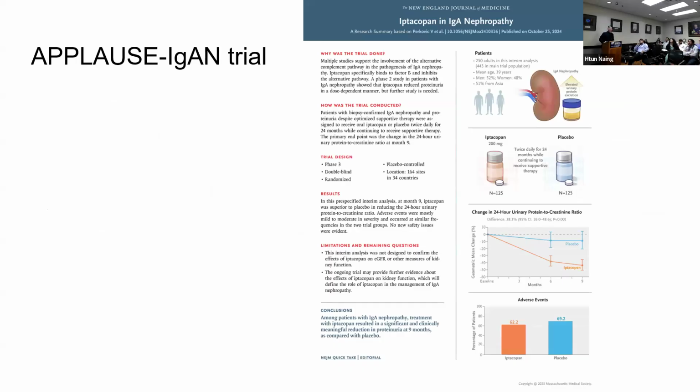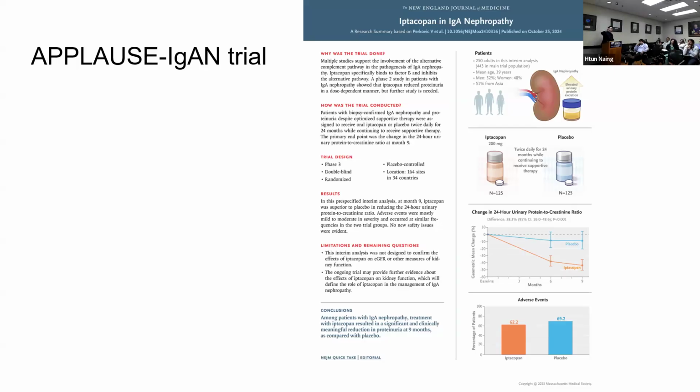The next one is the APPLAUSE trial. It's iptacopan, a factor B inhibitor. What is factor B? Factor B is part of the C3 convertase of the alternative complement pathway. There are two C3 convertases: in the lectin pathway and the classical pathway, there's one C3 convertase, which you usually call C4b2a. Now in the alternative complement pathway, the C3 convertase is C3bBb. So C3b binds with factor B and becomes the C3 convertase.